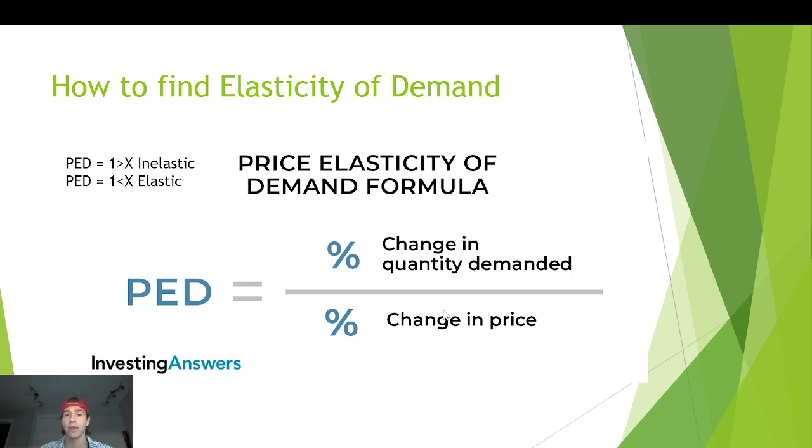So how do we calculate this? Well, just one simple equation, the PED. If you take the percent change in the quantity demanded and divide it by the percent change in price, if it's above 1 or equal to 1, it's considered an elastic demand. If it's less than 1, then it's considered inelastic demand. This is just a simple formula that can help us figure out whether a demand is elastic or inelastic.